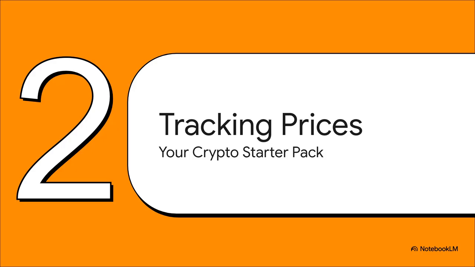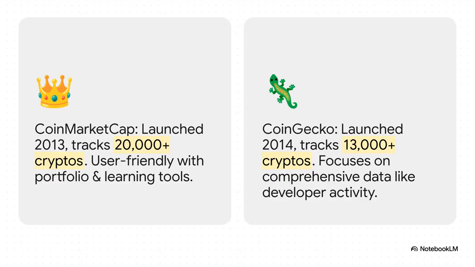All right, let's start at Level 1. This is the foundation, your crypto starter pack. Before you do any kind of fancy analysis, you have to answer the most fundamental question of all. What's the price? And for that, you've got two heavyweights, CoinMarketCap and CoinGecko. CoinMarketCap has been around forever, since 2013, and it's famous for having this massive database and a really easy-to-use interface, perfect for beginners. CoinGecko came along a bit later and really made a name for itself by focusing on deeper, more comprehensive data. It doesn't just show you the price, it also tracks things like developer activity and community buzz, which gives you a much richer picture of a project's overall health.